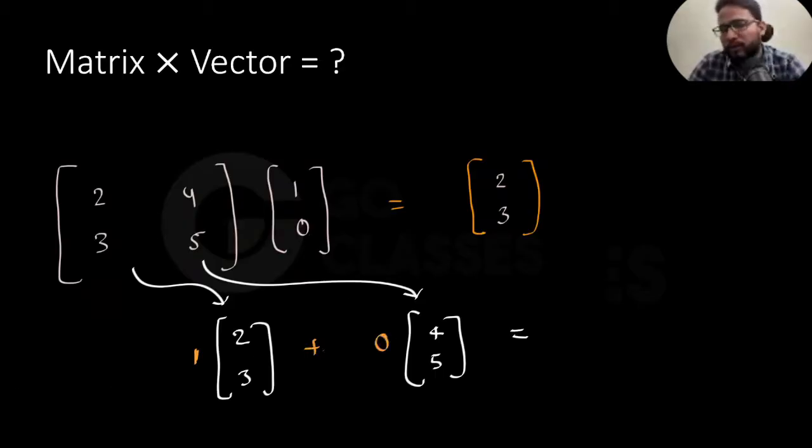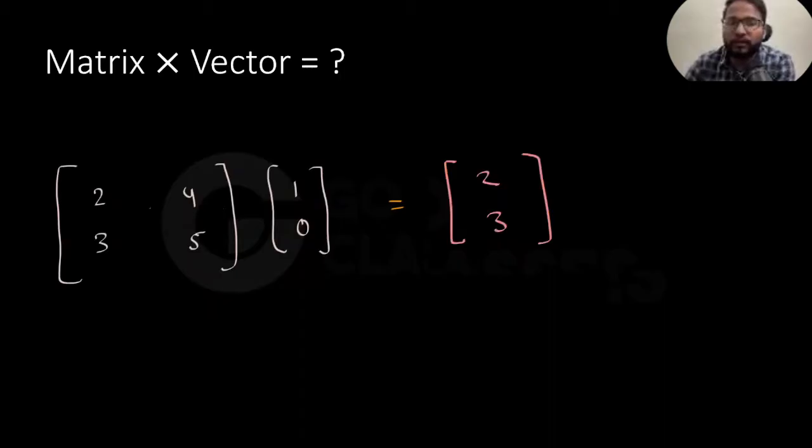If you do it, then 1 times this is 2, 3, and then plus 0, then you will be getting 2, 3. Isn't it? Aren't you getting the same answer that you have just got? So using that multiplication, you have got the same answer. Using this multiplication also, you have got the same answer. Earlier also you got the same answer, which means that multiplying this row with this column and this row with this column, you will be getting 2, 3.